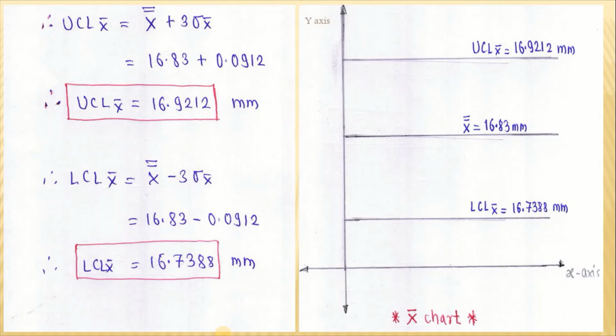Here we are getting variable data, meaning the data which we measure by using a measuring instrument, like length, height, width, diameter, that we have to plot for each component. This is the X bar chart. Now we are going to see the R chart.